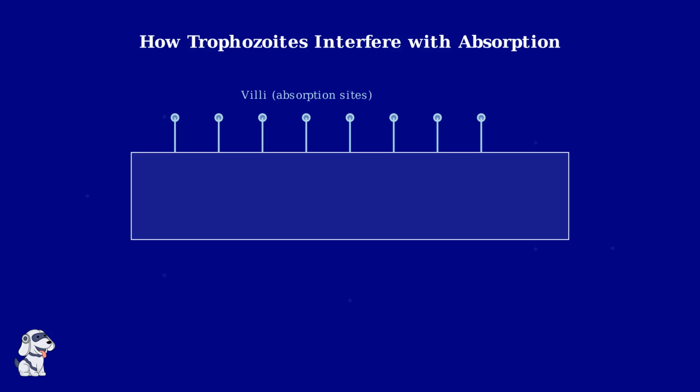The intestinal wall is lined with tiny finger-like projections called villi. These villi are absolutely essential for absorbing nutrients from your food. Under normal conditions, nutrients from digested food flow past these villi and get absorbed into your bloodstream. This is how your body gets the vitamins, minerals, and energy it needs to function properly.